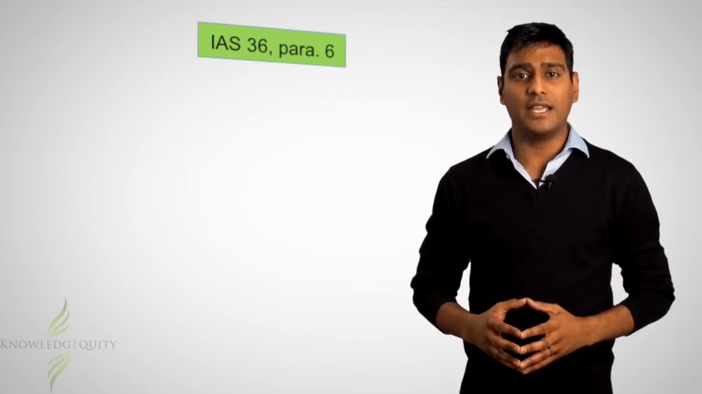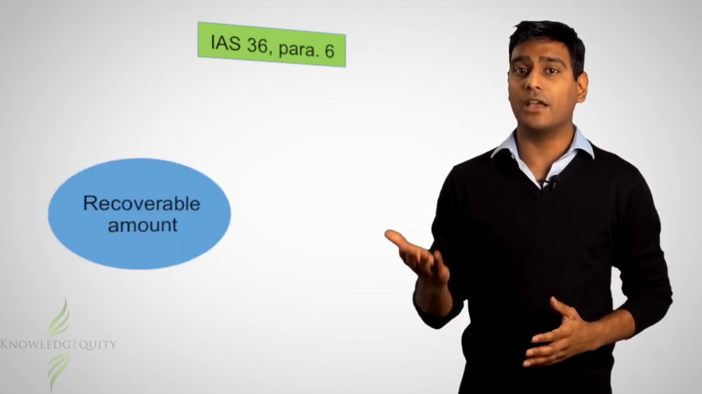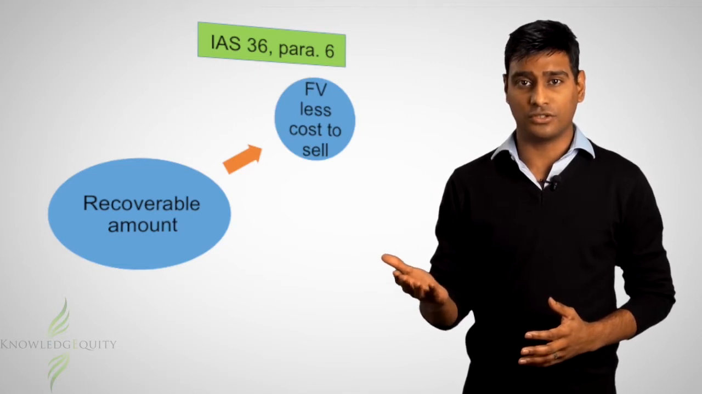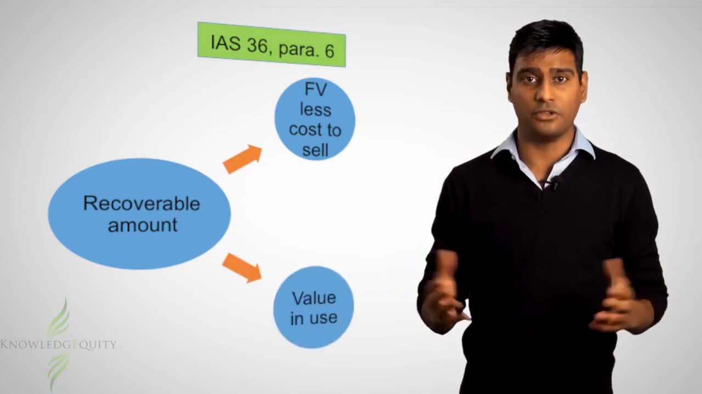The recoverable amount is important in determining if an asset needs to be impaired, as well as determining the amount of such impairment loss. IAS 36, paragraph 6 indicates that the recoverable amount is the higher of the fair value less cost to sell and its value in use.